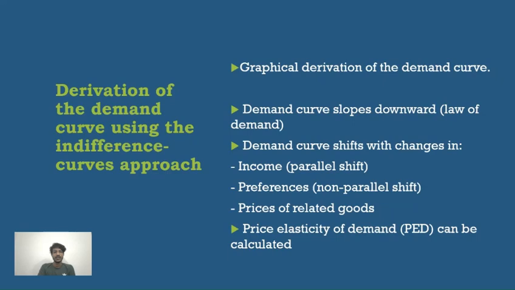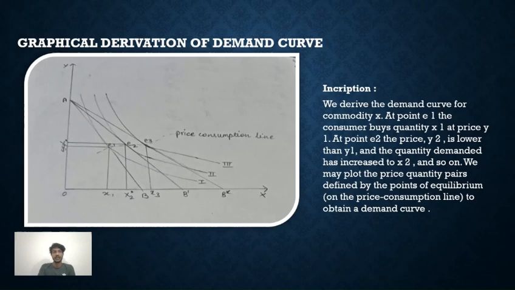Derivation of the demand curve using the indifference curve approach. The demand curve slopes downward, following the law of demand. The demand curve shifts with change in income, shift in preference, and price of related goods. Price elasticity of demand can be calculated. Here is the graphical representation of the graphical derivation of the demand curve.